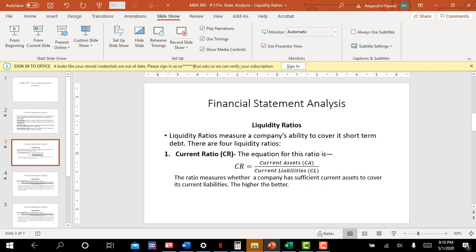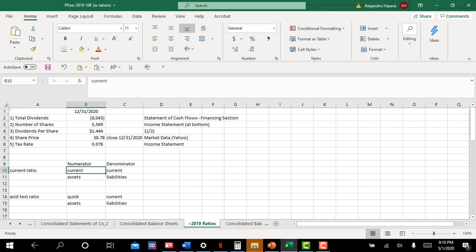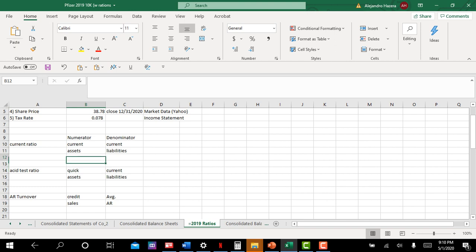Okay, so let's go over here. I'm going to be going back and forth. This is where we stopped this worksheet last time. We had all the inputs here, and we'll be sharing those inputs later. Anyway, here are the ratios, and I've given you the numerator and denominator of all these ratios. So for the current ratio, the numerator is current assets. The denominator is current liabilities.